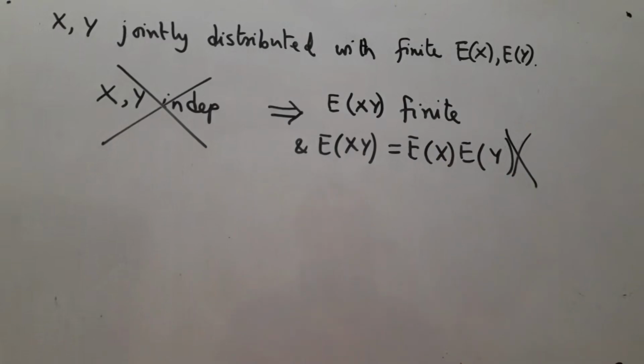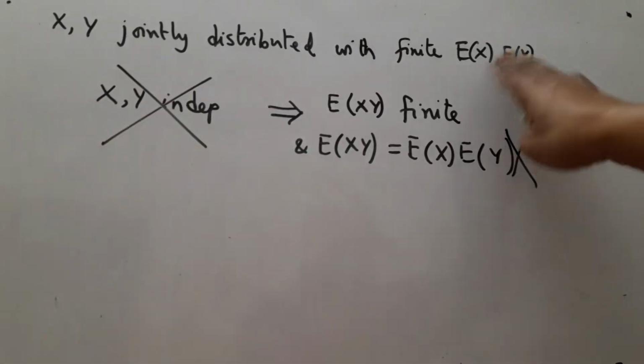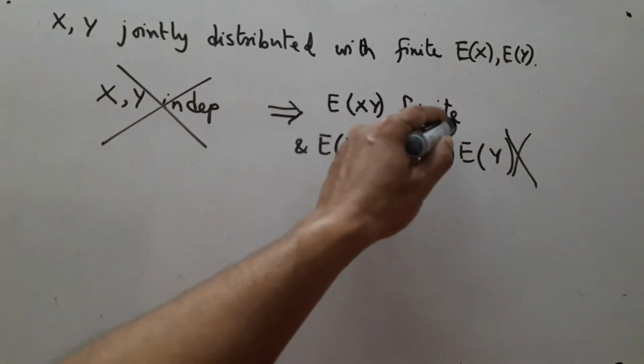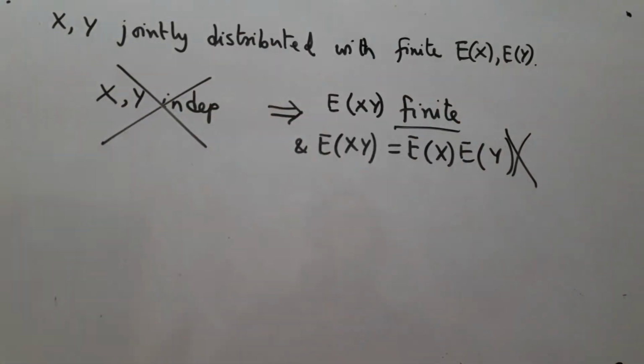That is not true. It is possible to have X and Y jointly distributed with finite expected value of X and finite expected value of Y, but this is not finite. It could be infinite, it could even fail to exist. The exercises in the class web page will give you counterexamples for that, and you may try your brain just to see if you can come up with your own counterexamples.